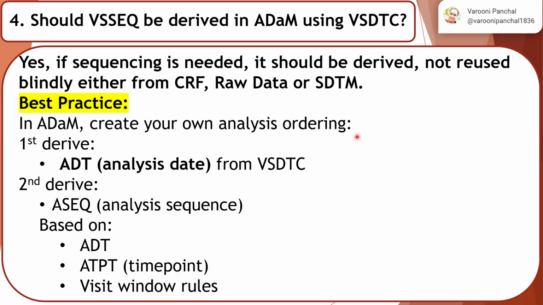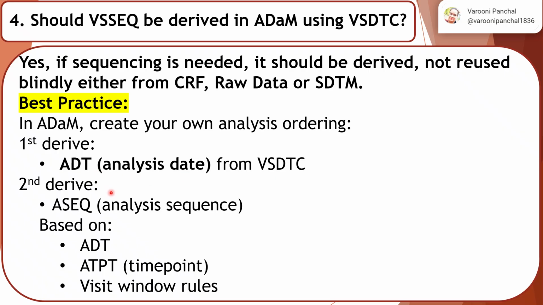Ordering is very important, especially when you are dealing with the unscheduled, scheduled visits, and repeated measurements. Even if there is a slight difference, it matters a lot. So the first thing is, we derived ADT, which is the analysis date, from VSDTC. We extract the date part.